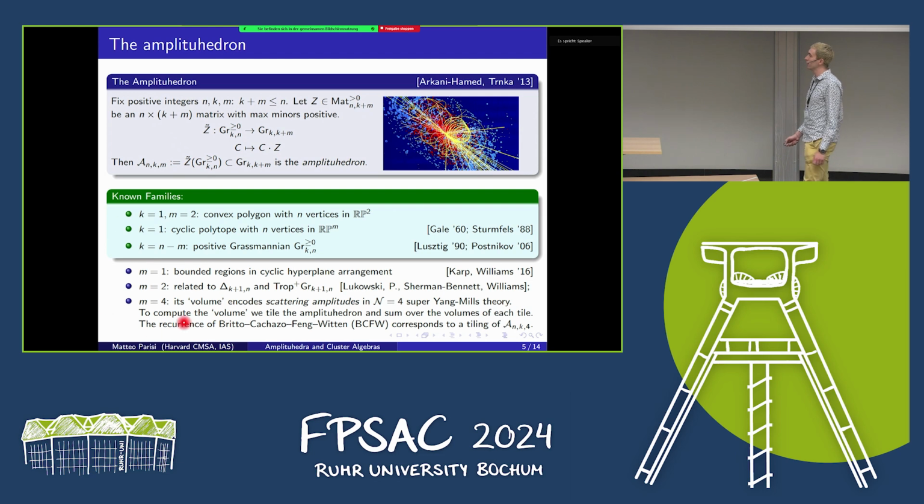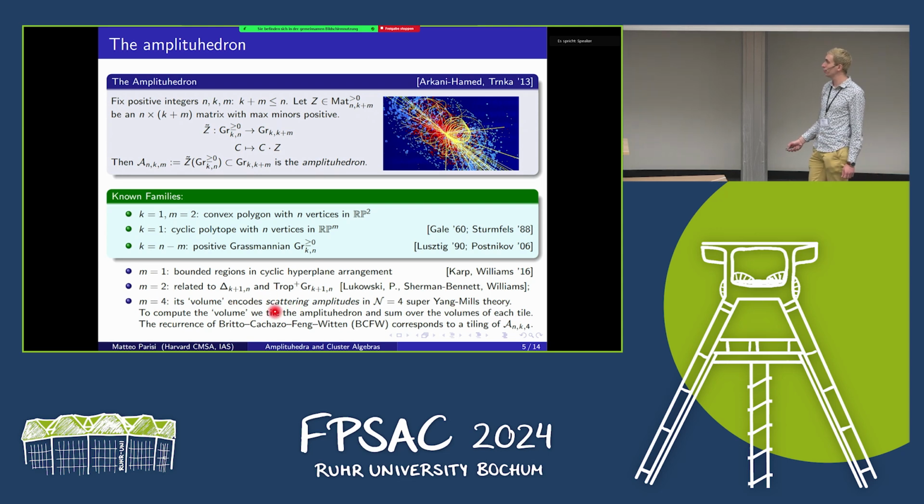But for today, we mostly focus on m equals 4. I cannot draw a picture here. This is a picture of scattering amplitudes, because this was originally defined to encode scattering amplitudes in a certain quantum field theory. And the idea here was that in order to compute these amplitudes, we need to compute the volume of this space.